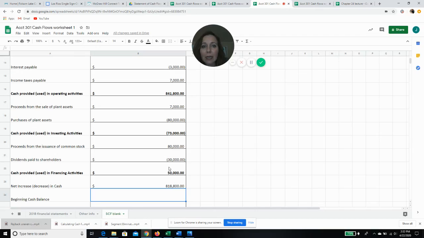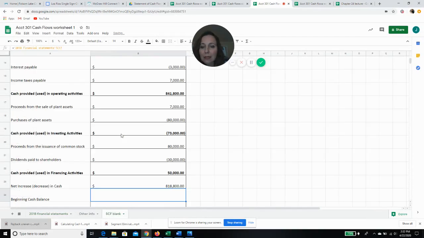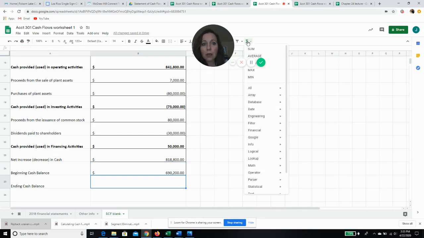All right, let's see if that is correct. We're going to check our work. So we're going to get the beginning cash balance. Remember, last year's ending balance is this year's beginning balance. So I'm going to go back to my financial statements and I'm going to select the 2017 ending cash balance of $690,200. So when I take my cash increase and I add it to last year's balance, I should get this year's balance. So let's see what happens.